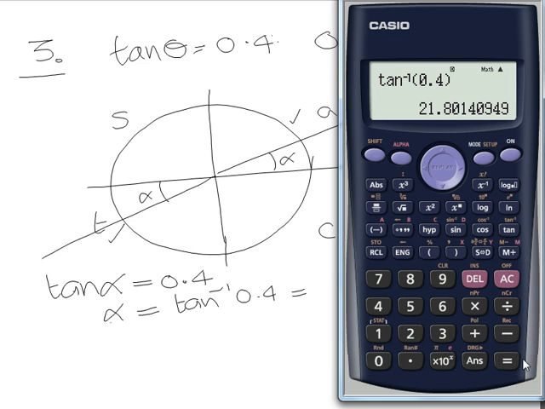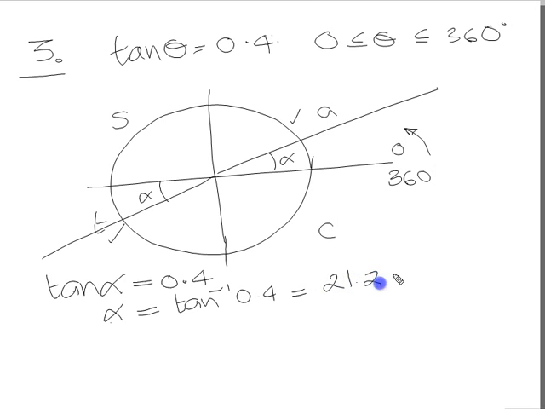21.80 to 2dp. It's 801, so the 0 stays at 0 when you round to 2dp. I wrote 21.28, so it's 28, isn't it? That's to 2dp. Great. That's degrees. So there's alpha, and we can put it in the diagram. 21.28 there, and the alpha here, 21.28.